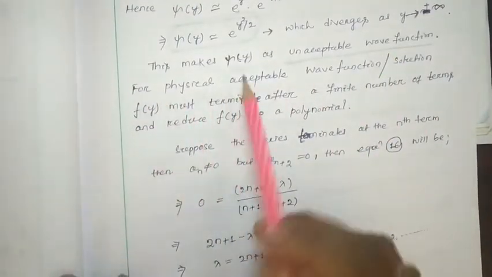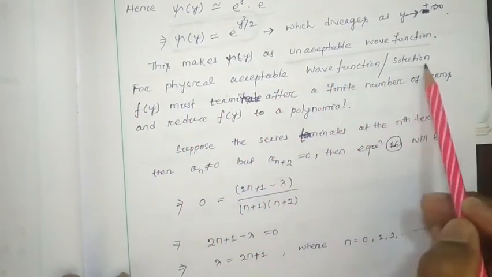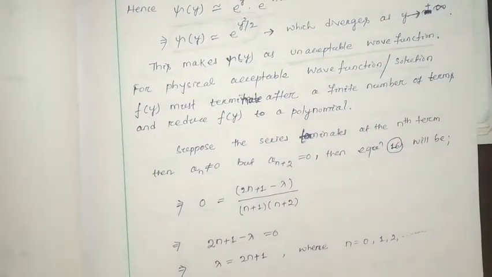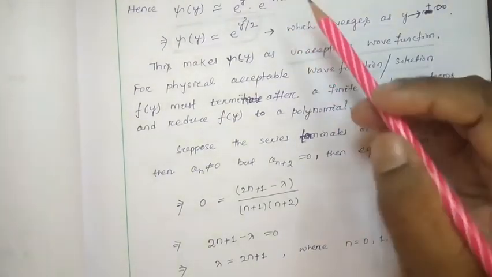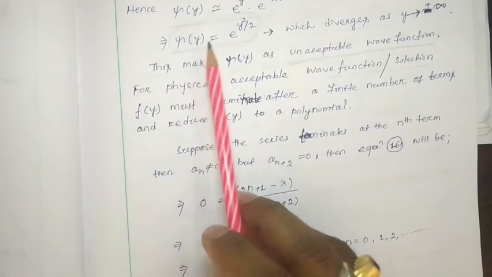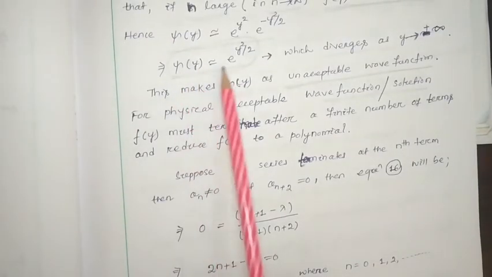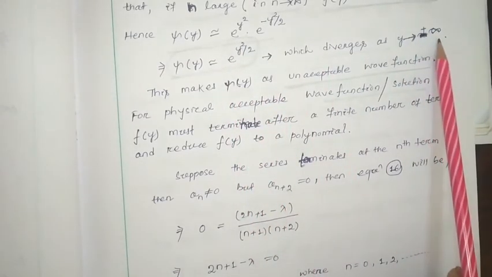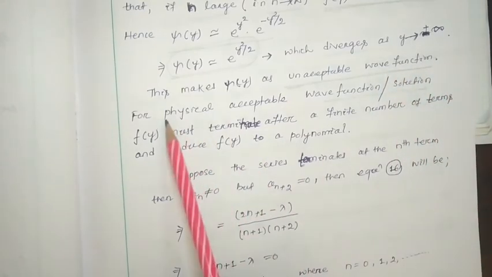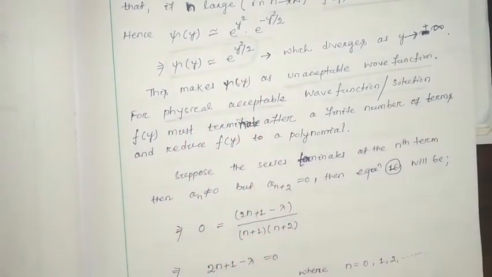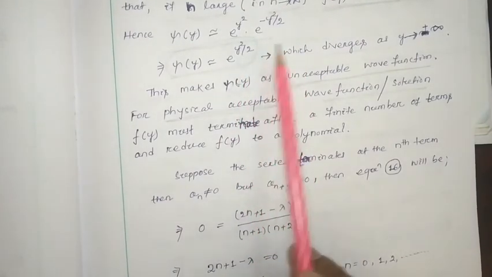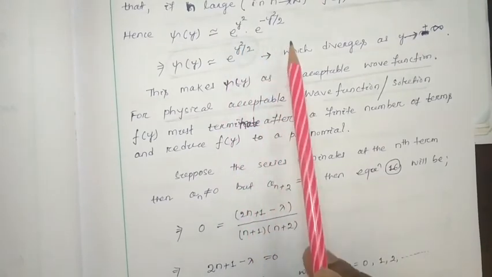So for a physically acceptable wave function, what are we going to do? For a physically acceptable wave function or solution, psi must terminate after a finite number of terms. Have you got the point? Here, after solving by the power series method, we found psi y equal to e to the power y square by 2. But it will diverge when y tends to plus or minus infinity. So it could not be acceptable. So for it to be physically acceptable, it has to terminate after a finite number of terms.